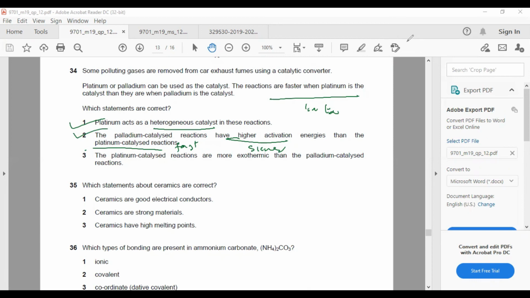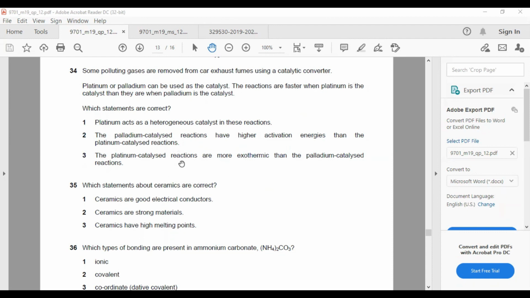3. The platinum catalyst reactions are more exothermic. No, because a catalyst has nothing to do with delta H. Write down: catalyst has nothing to do with delta H. It only changes activation energy. So B is the answer. 3 is wrong.